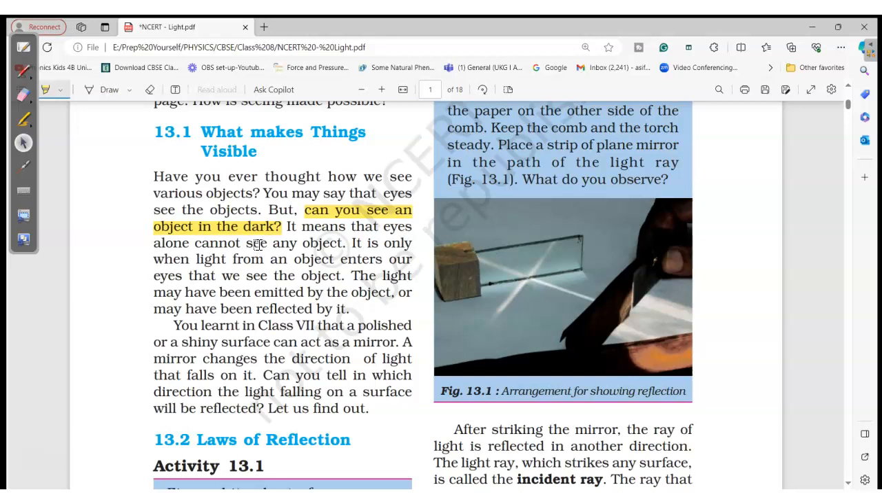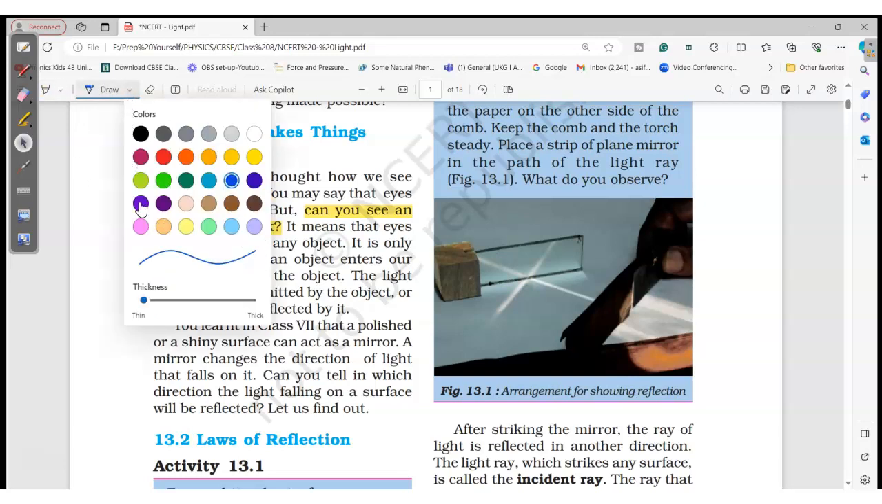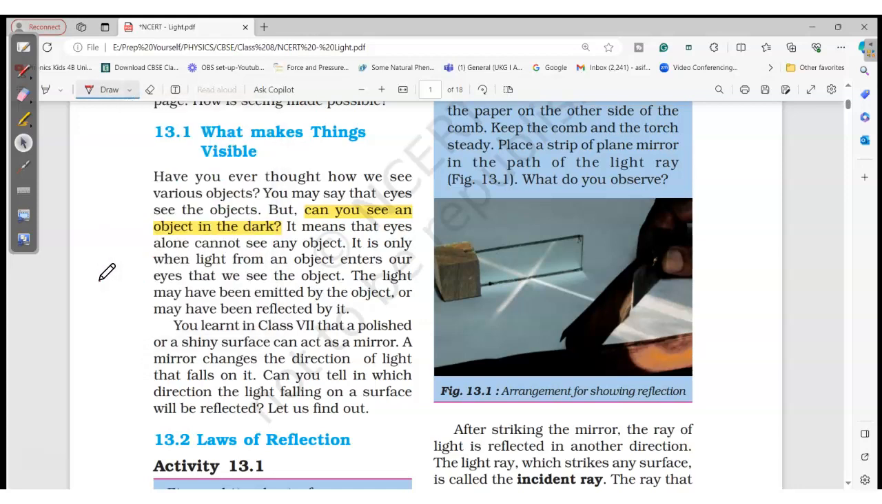Suppose I give you a torch and you put the torchlight on an object in that dark room. Will you be able to see that object? Yes, now you'll be able to see the object. So, what is the reason? What makes things visible or objects visible to us? So, there is a phenomena which is responsible for the visibility of the objects around us, and that phenomena is called reflection of light.